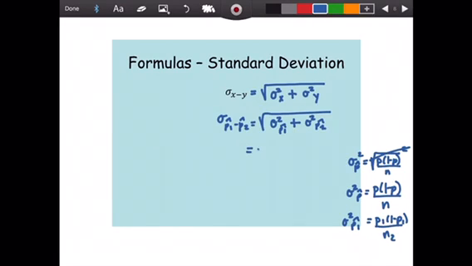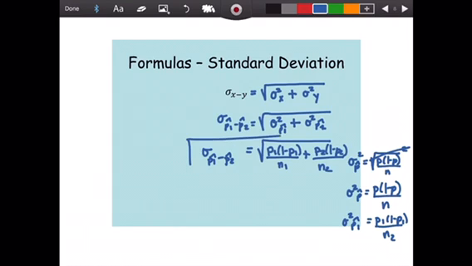So we could write this as the square root of the variance of p hat 1, p1 times 1 minus p1 over n1, plus the variance of p hat 2, which would be p2 times 1 minus p2 over n2, and this is the standard deviation for a difference in sample proportions.